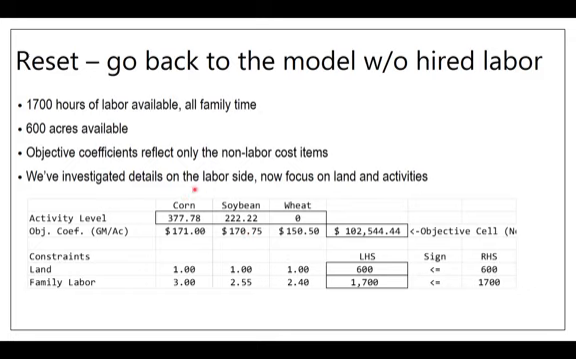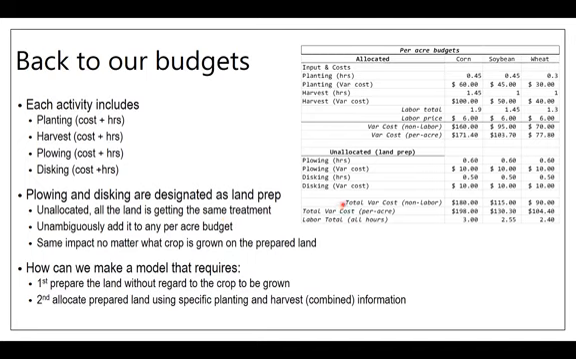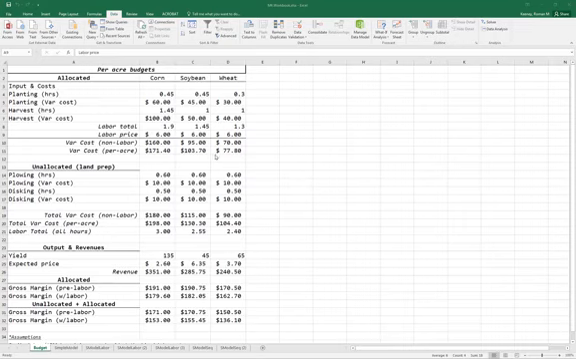We investigated all the details on the labor side. Now let's focus on the land and the activities and how they work together. And so for that, I want to go back to the budgets. So in these budgets, we have all kinds of information. So we went back to these originally to get that labor pulled out, to use this information separately instead of just going all the way to these bottom line measures that someone put together and said, yeah, this is how you should make comparisons, right?